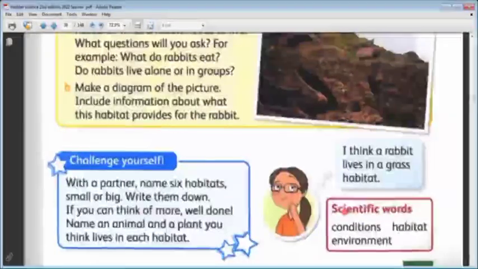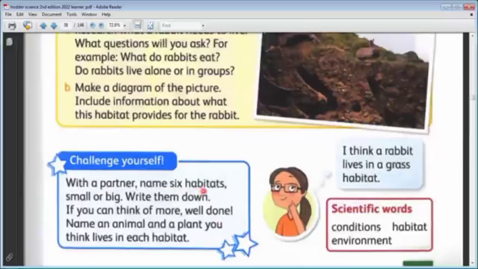Now a challenge for you. I want you to mention six habitats, small habitats or big habitats, and write them down. Can you mention six habitats, Sabah? Like forest, oceans, seas. Sea is the same as ocean. Desert, polar region, coral reef, and waterfall.